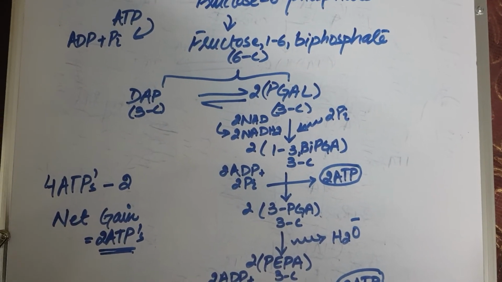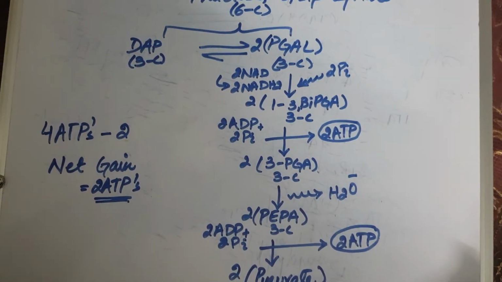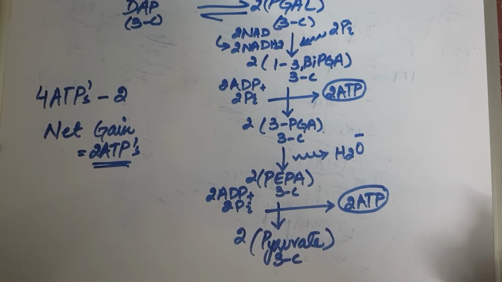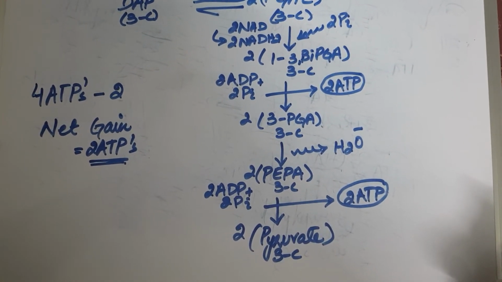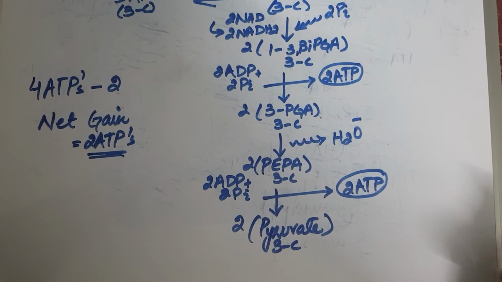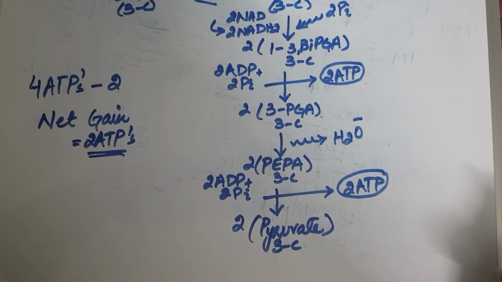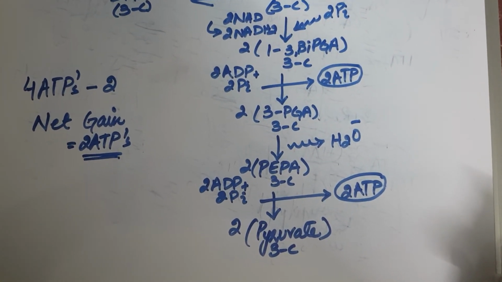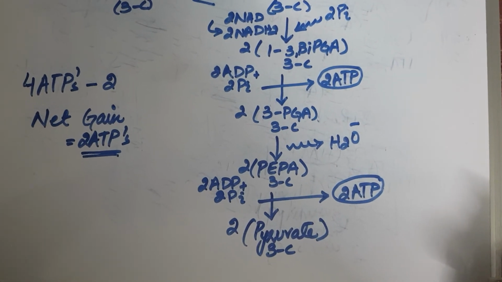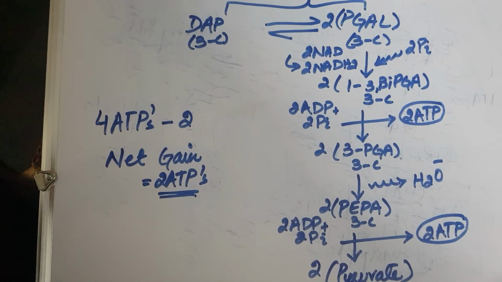So now we have 2 substrates of the PGAL. The PGAL reacts with 2 inorganic phosphates. 2 NAD are converted to 2 NADH2, and it is converted into 1,3-bi-PGA. This 1,3-bi-PGA releases energy, and ADPs are converted into 2 ATPs. And the 1,3-bi-PGA is converted into 3-PGA. Then this phosphoglyceric acid undergoes hydrolysis, and it is converted into phosphoenol pyruvic acid. The phosphoenol pyruvic acid then generates 2 molecules of pyruvate, which are 3-carbon compounds. Then we have the net gain of 2 ATPs in glycolysis.